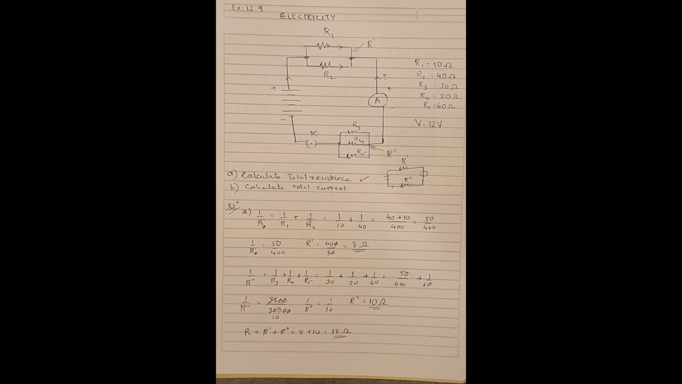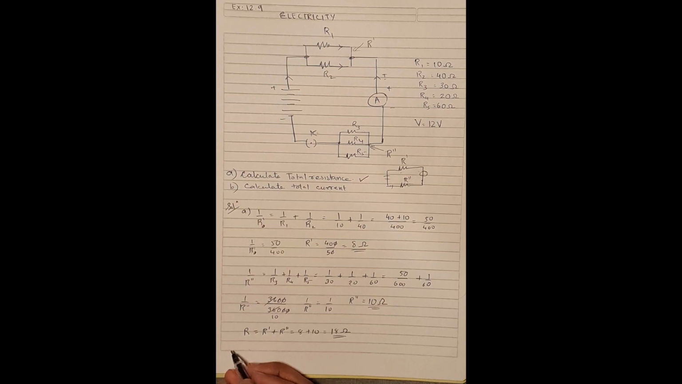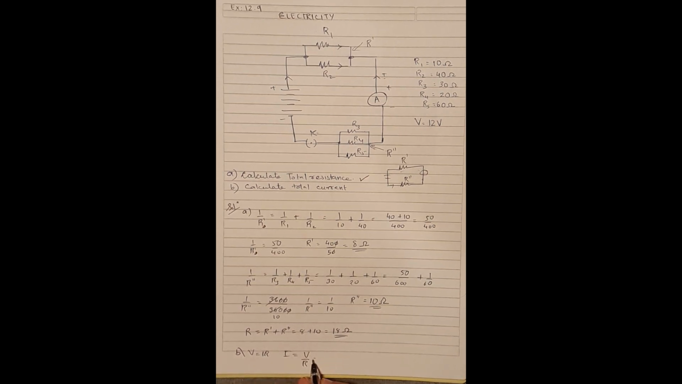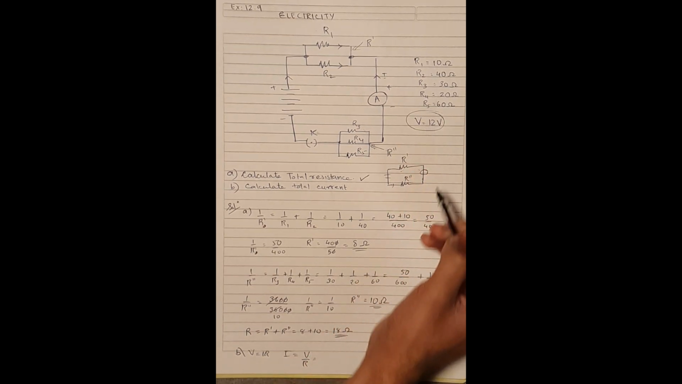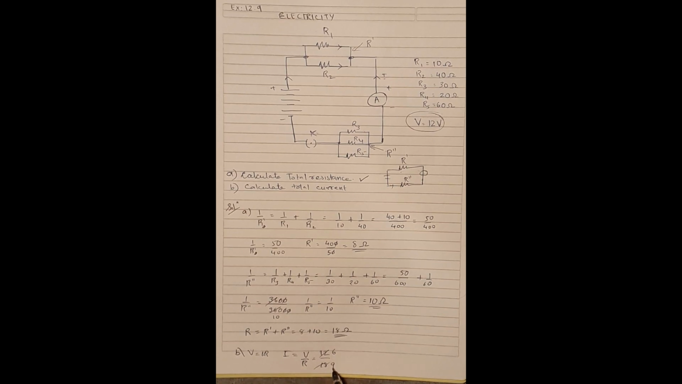Now let's calculate the total current. So finding total current is very easy. We just have to use Ohm's law, which is V is equal to IR. So I is equal to V by R. We know the voltage is 12 volts and the resistance we determined is 18. Now we can calculate this: 6 into 2, 6 into 3, so it is equal to 2 by 3 ampere.